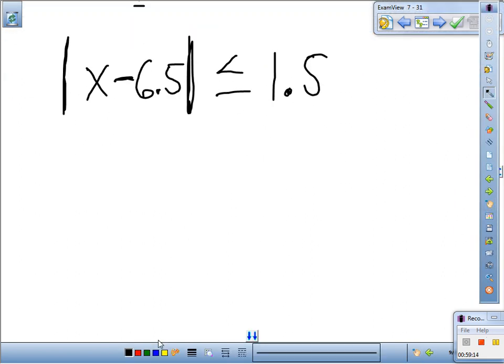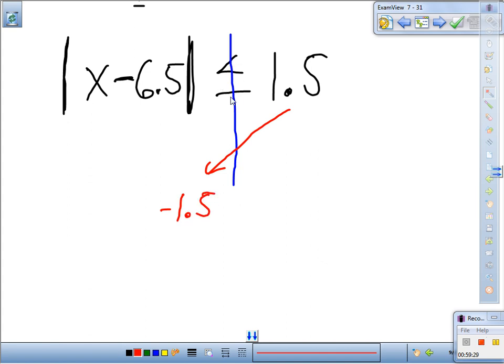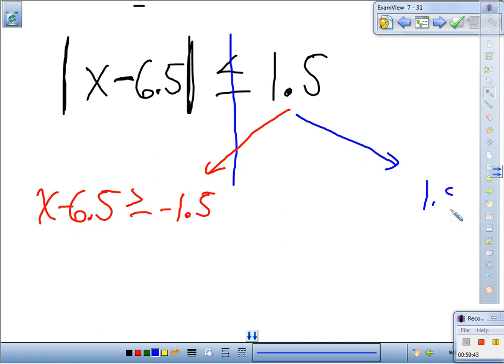Line down the inequality symbol. Question, what is the first step? Isolate the absolute value. The absolute value by itself. So at this point we do what? Two inequalities. One for negative 1.5. Who remembers what happens to the inequality? You flip it. That is correct. And we write x minus 6.5. And for the positive one, that remains 1.5. We still write less than or equal to, and it's x minus 6.5.